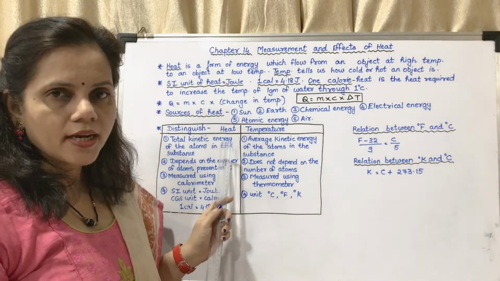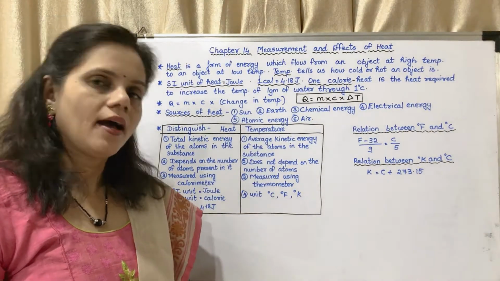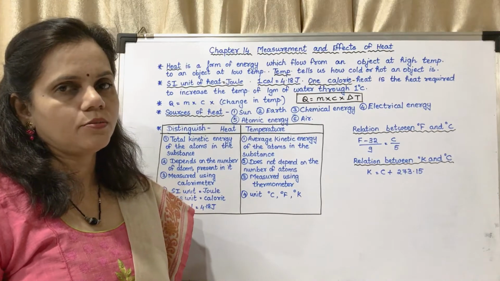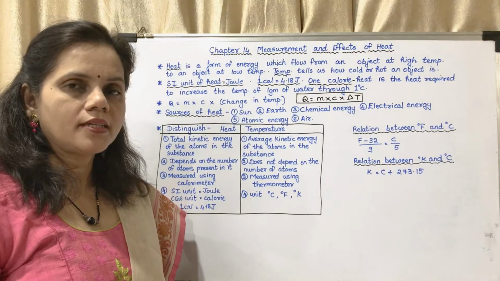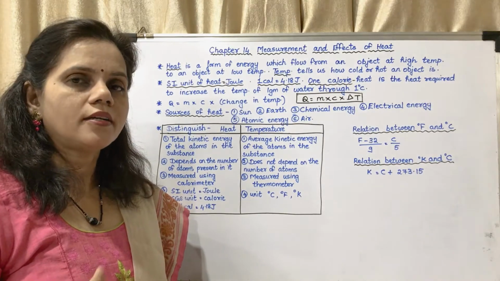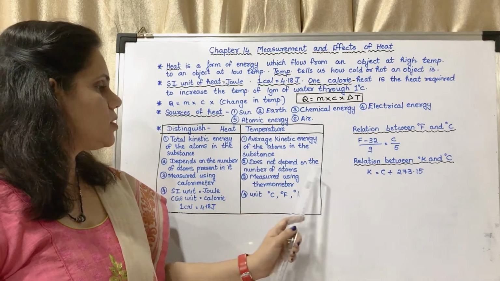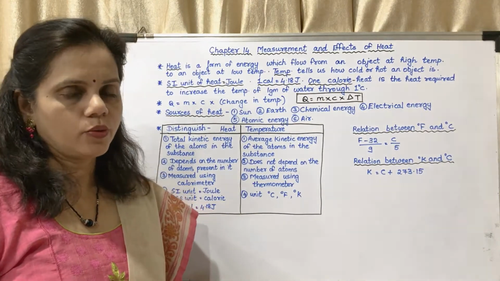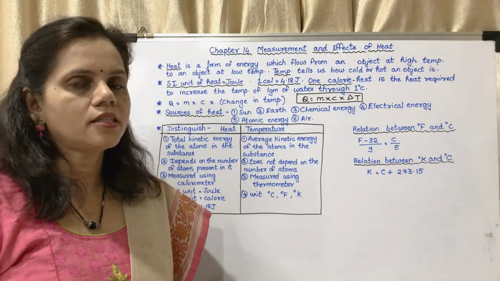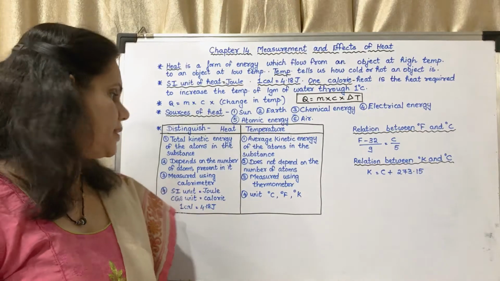Heat is the total kinetic energy of the atoms in the substance, and temperature is the average kinetic energy of the atoms in the substance. Heat depends on the number of atoms present in it. So the more atoms, the more heat. Temperature does not depend on the number of atoms because it is an average value. You are taking the average, so the temperature does not depend on the number of atoms.